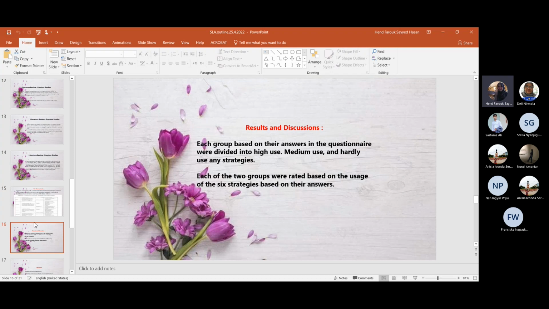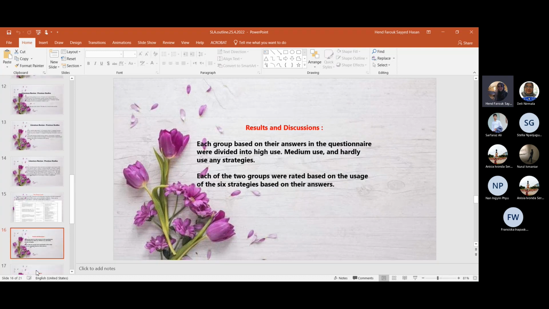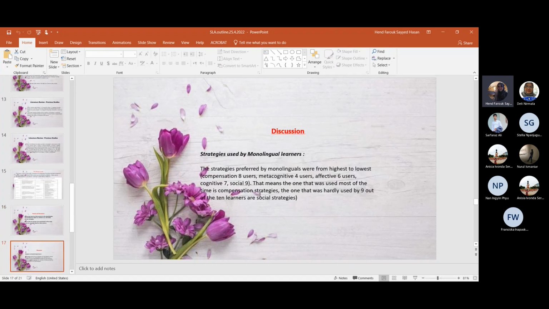So results and discussion: each group, based on their answers in the questionnaire, was divided into high use, medium use, and hardly use any strategies. Each of the two groups was rated based on the usage of the 6 strategies based on their answers. So let's come to the discussions. Strategies used by monolingual learners in this study. The strategies preferred by monolinguals were from highest to lowest as follows.